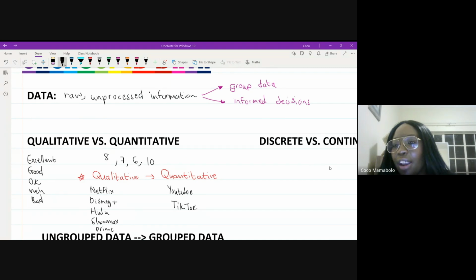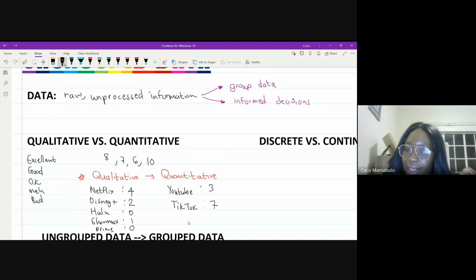Okay, so now if I go and look at the information, I'm going to count the number of Netflixes. So there's 1, 2, 3, 4. So for Netflix, we've got 4. For Disney Plus, I saw that we have 2. Hulu is 0. Showmax, I saw 1 person. Prime is 0. YouTube, I saw 3 people. And TikTok is probably a lot. Let me have a look again. Okay, 1, 2, 3, 4, 5, 6, 7. All right, so TikTok is 7 people. So can we see how I have taken qualitative data and turned it into quantitative data?